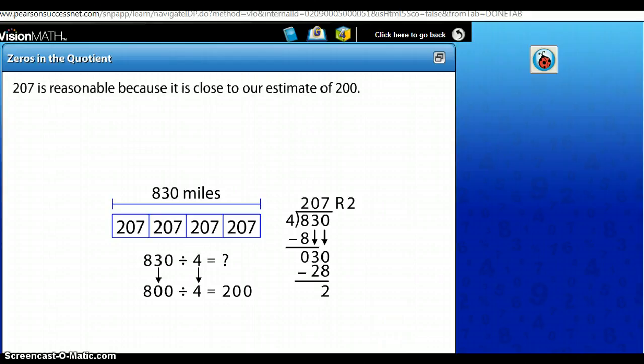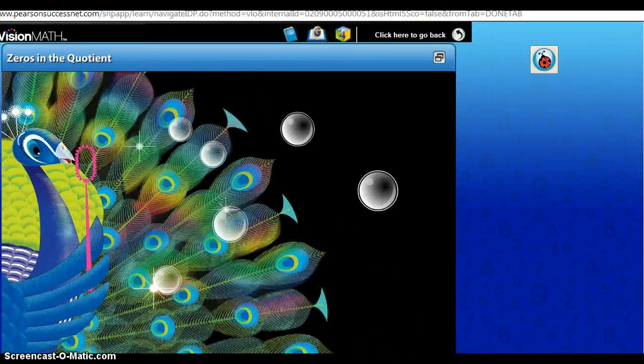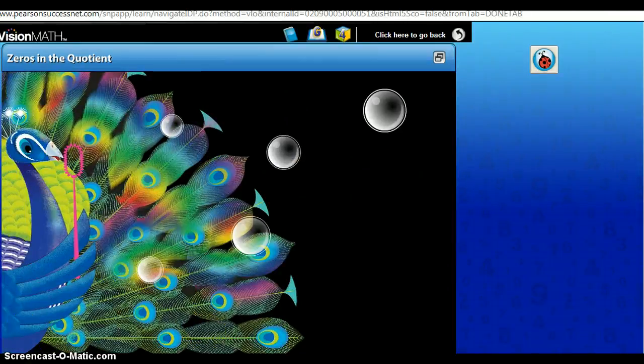207 is reasonable because it is close to our estimate of 200. And remember, we can always multiply to check our answer. We would take 207 times 4, find our product, and add 2, and then we should get 830. Now you know how to find the quotient containing zeros.